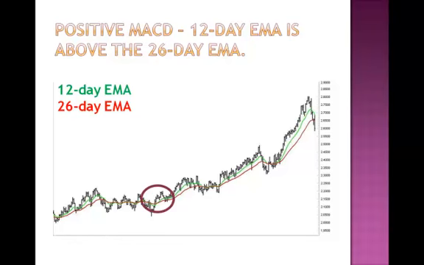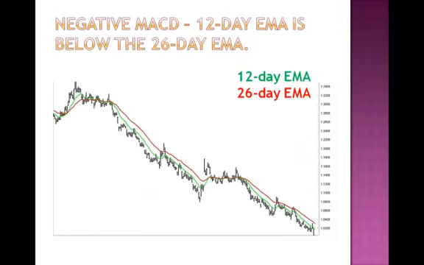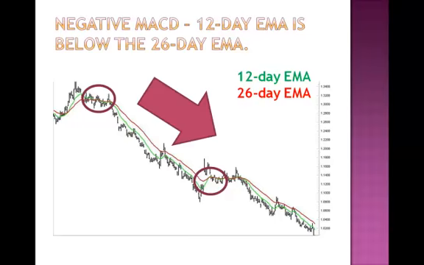A positive MACD denotes that the 12-day EMA is above the 26-day EMA, meaning the market is bullish. On the other hand, a negative MACD indicates that the 12-day EMA is below the 26-day EMA, meaning the market is about to go bearish.